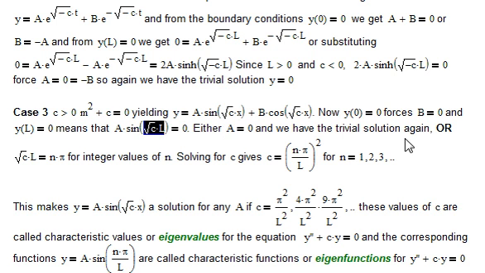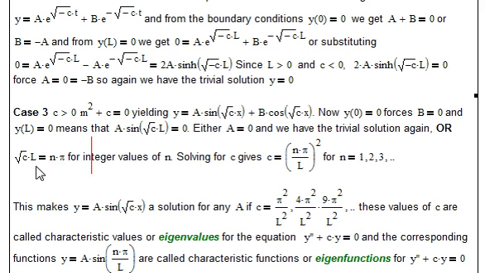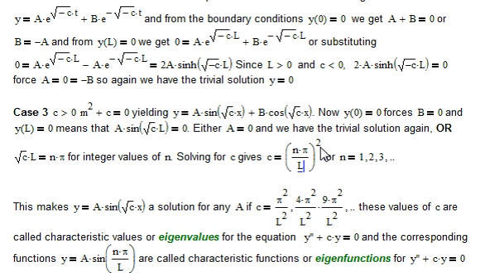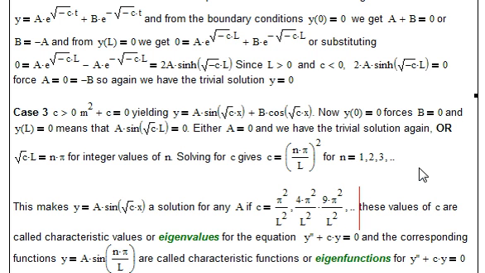Because it could be that sin(√c l) is equal to 0. And when would that happen? That would happen if √c l is n times pi for some value of n. Well, solving this for c, I'd divide both sides by l and then square both sides. So c equals (nπ/l) squared, for n any natural number. So that makes y = a sin(√c x) a solution for any a if c equals π²/l², 4π²/l², 9π²/l², and you can probably see how this happens, 16π²/l².